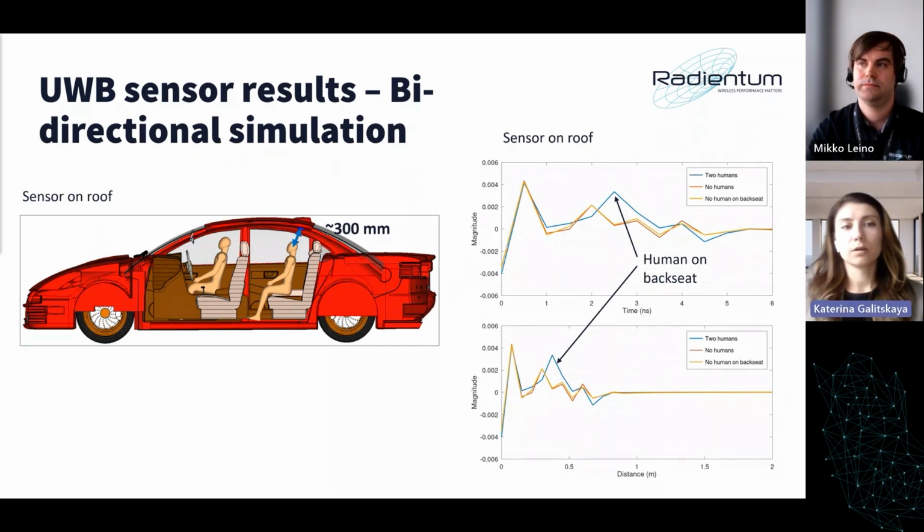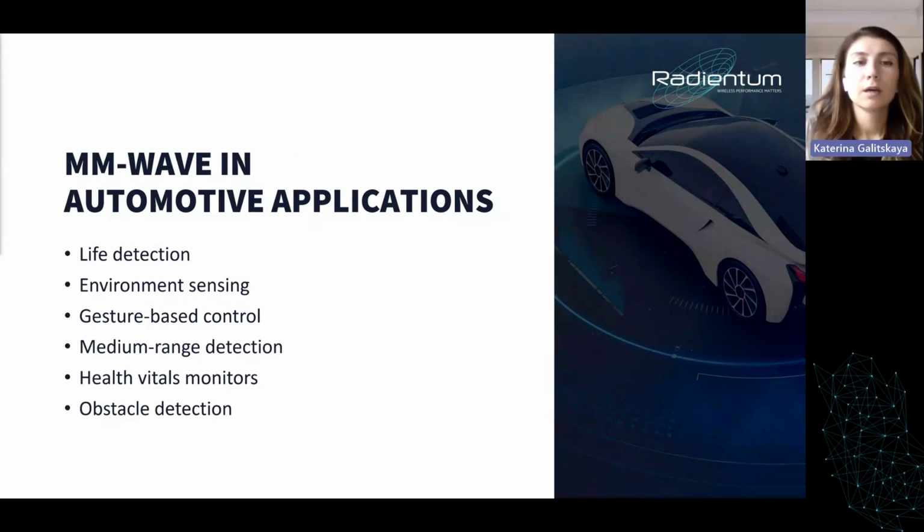So yeah, to the millimeter waves then. In the automotive industry, millimeter wave radar is used for accurate sensing of location, velocity, and angle. It's a primary part of advanced driver assistance systems and autonomous vehicles, along with the ultra-wideband radars, like Mikko explained before. Millimeter wave radars are used in live detection and parking assistance, and in a lot of other applications.